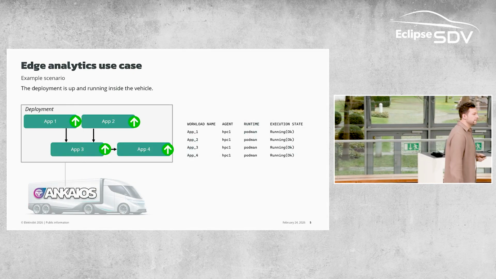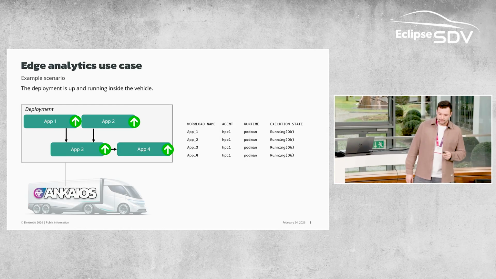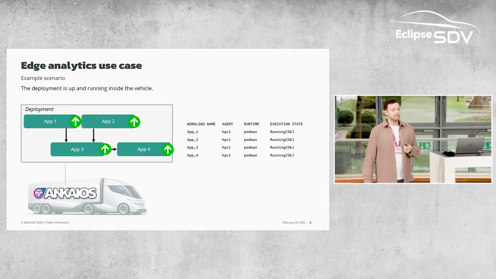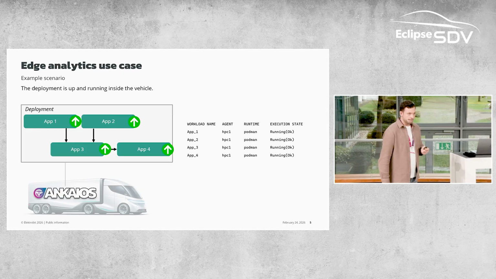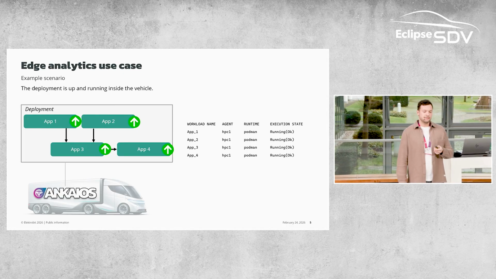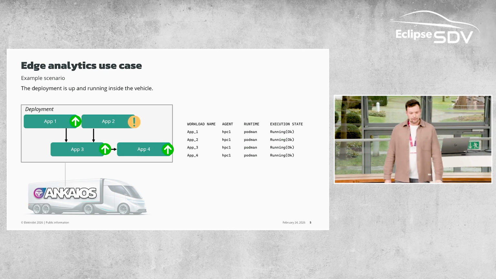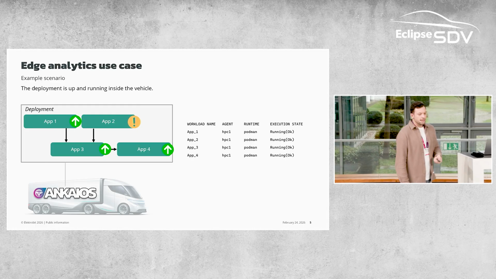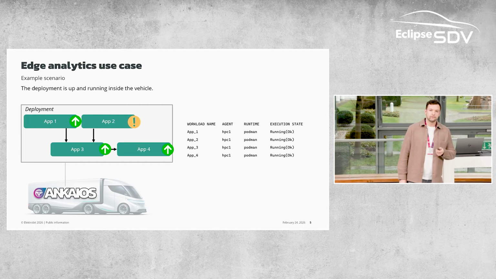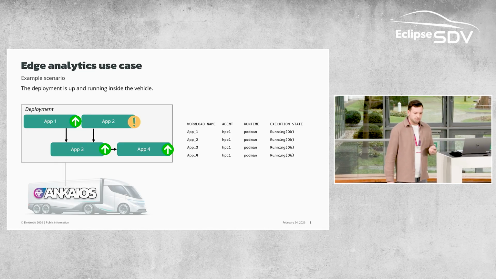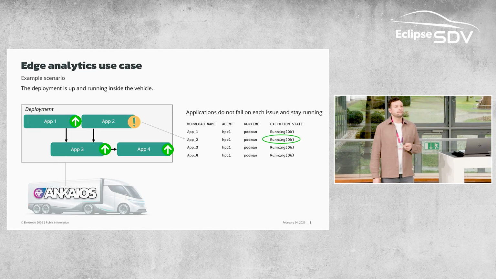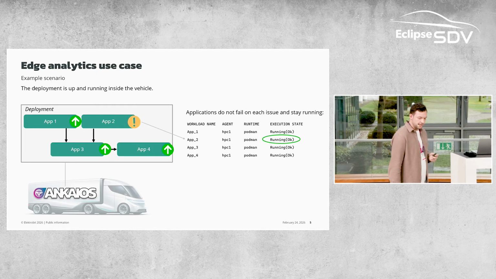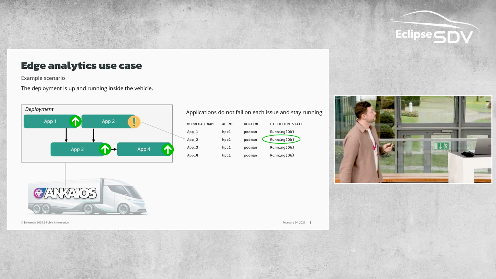So think of the deployment inside the vehicle as up and running. And also your software orchestrator shows you that every application is up and running inside the vehicle. And for example, you update app 2. There might be some issue with application 2, and you don't have those insights right into your vehicle. And even if you did, automotive applications seem to be very robust and do not fail on each simple issue. They might stay up and running, and also your software orchestrator will show that.